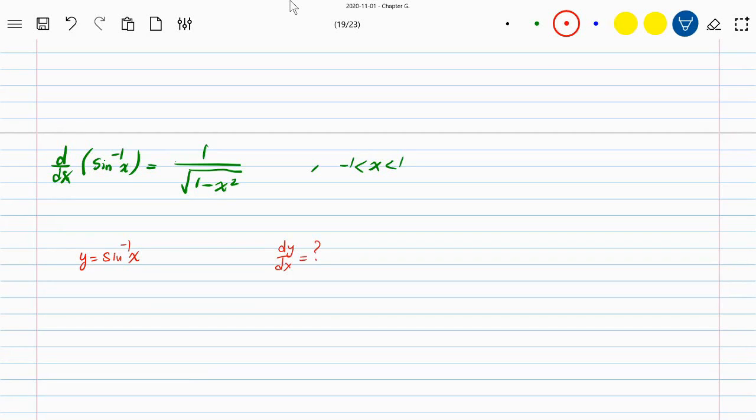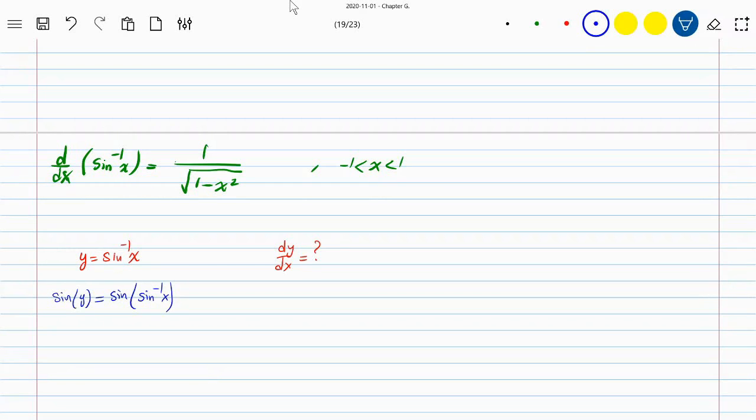What do we do in this case? If you remember, for the general exponential, we applied an ln trick. Here, the trick would be to get rid of that sine inverse, because we don't know the derivative. So how do you get rid of the sine inverse? You apply the sine to both sides. So you say sine of y equals sine of sine inverse of x.